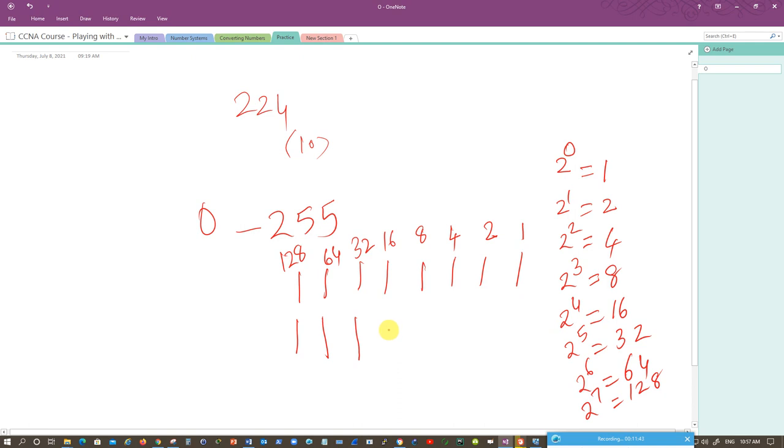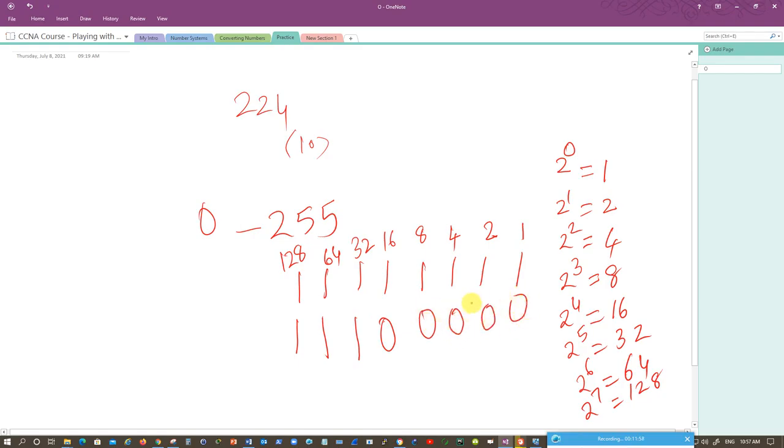Pause this screen and just try to guess this one. Should I write down the zeros or should I skip? Okay, I hope you try to guess it correctly. They cannot be skipped. You have to write them down because they are to the right of this one.